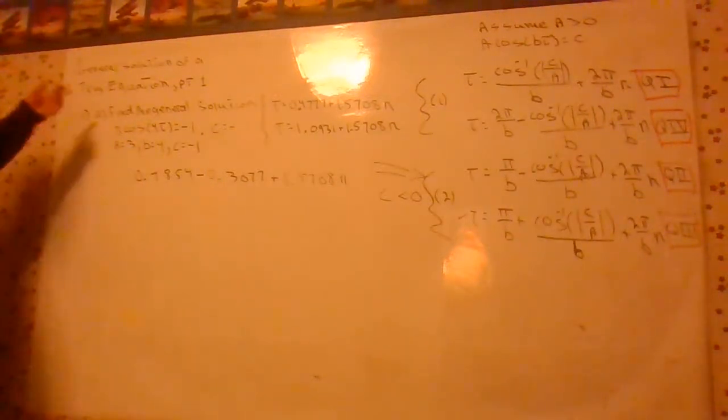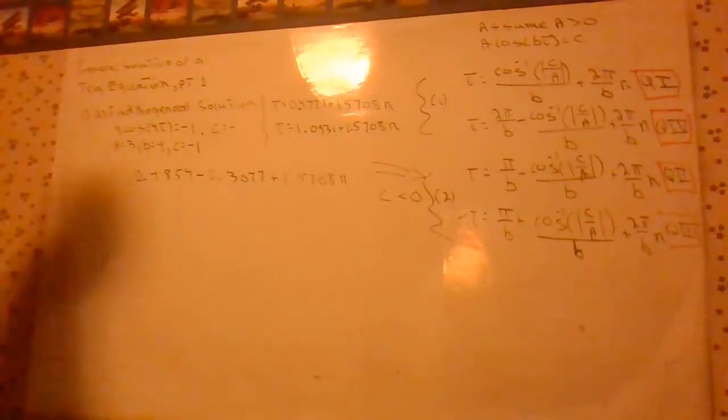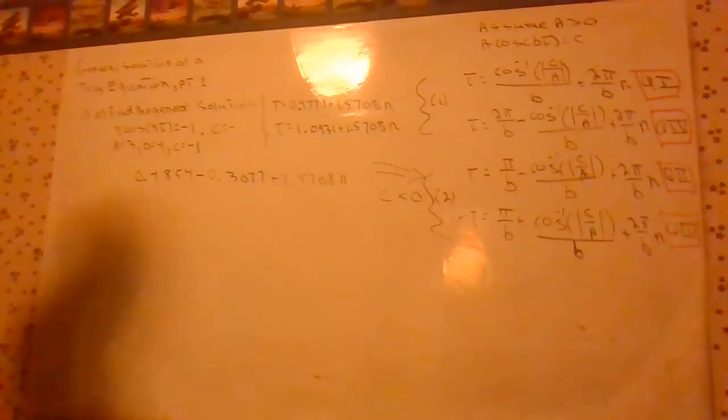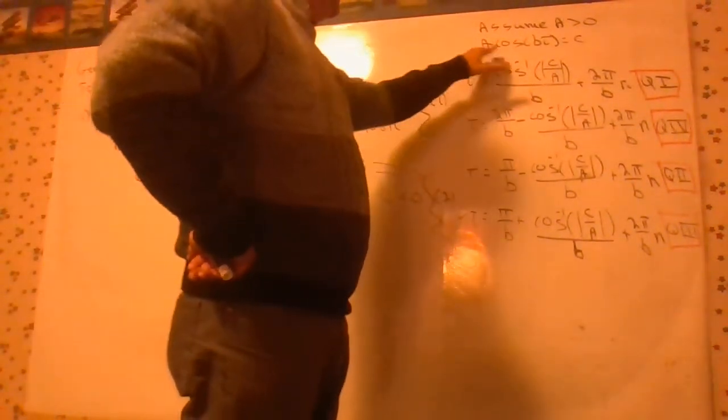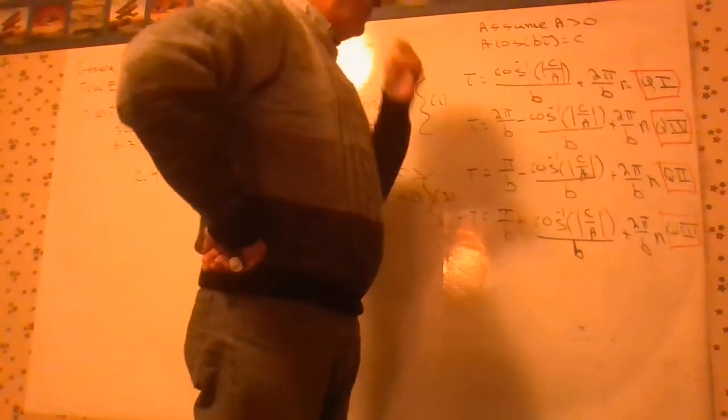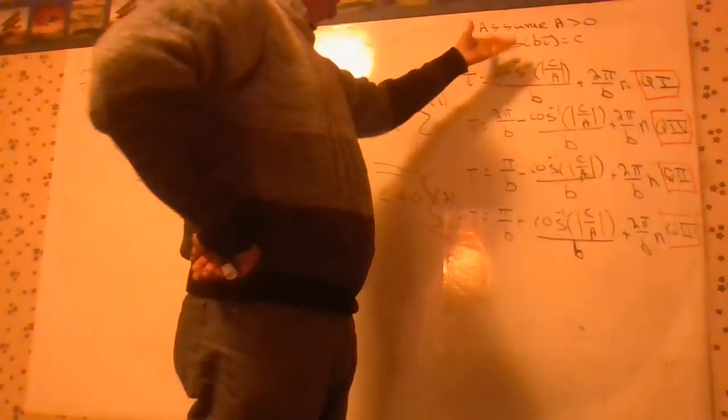A general solution of a trig equation, part one. We're going to have a couple different videos on this. We're going to start with a cosine bt equals c, and we're going to assume a is greater than 0. You can always make it as such.